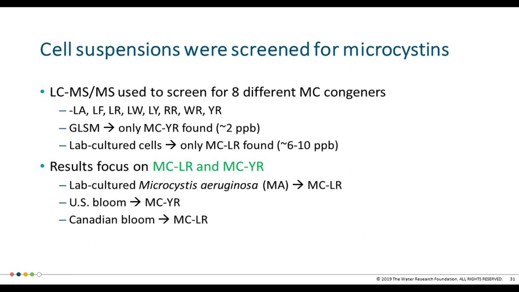To measure the microcystins, we were looking at 8 different microcystin congeners. What was interesting is that after screening for these congeners, we came to the conclusion that for the lab culture, Microcystis aeruginosa, we look at microcystin-LR because it produces only microcystin-LR. For the US bloom, the bloom that came from Lake St. Mary's, it was microcystin-YR that we found. And for the Canadian bloom from the Canadian side of Lake Champlain, we detected microcystin-LR. So we are focusing on microcystin-YR and LR for our different cells, because that is the toxin produced by these cells.